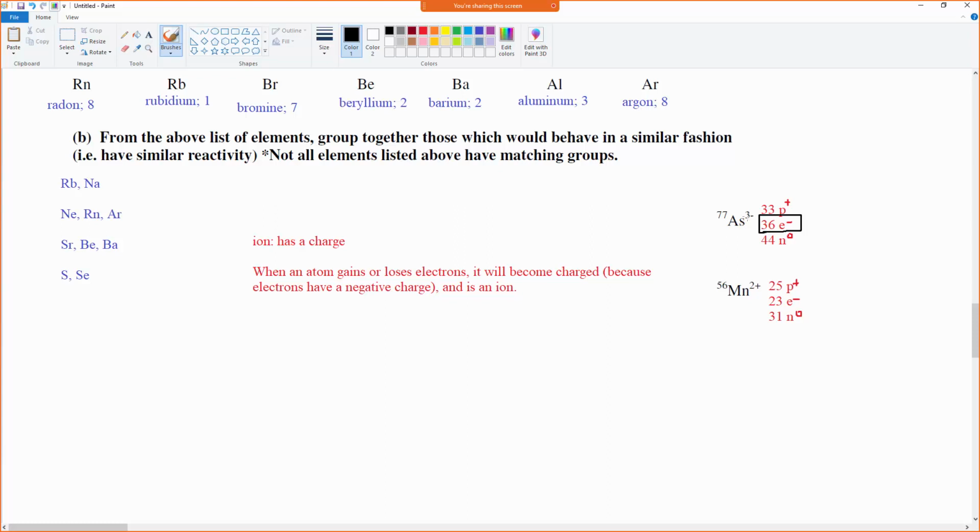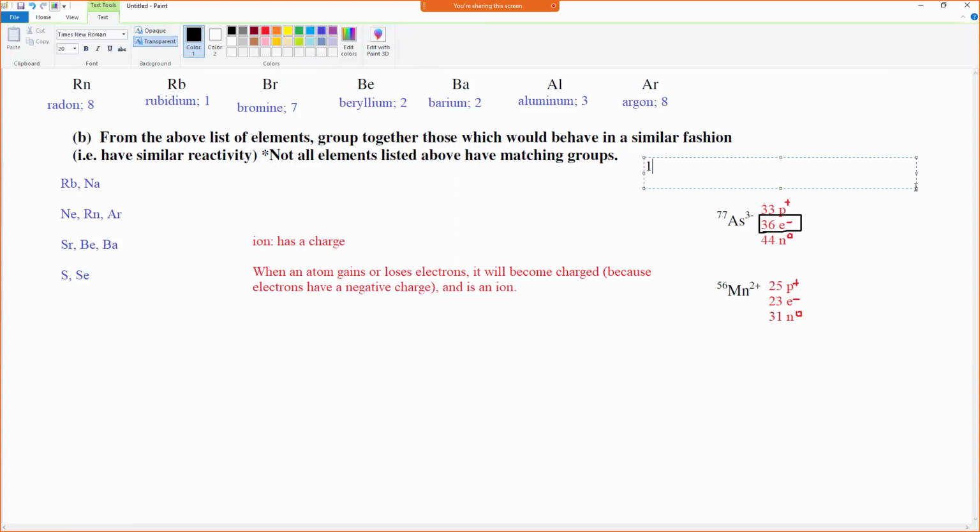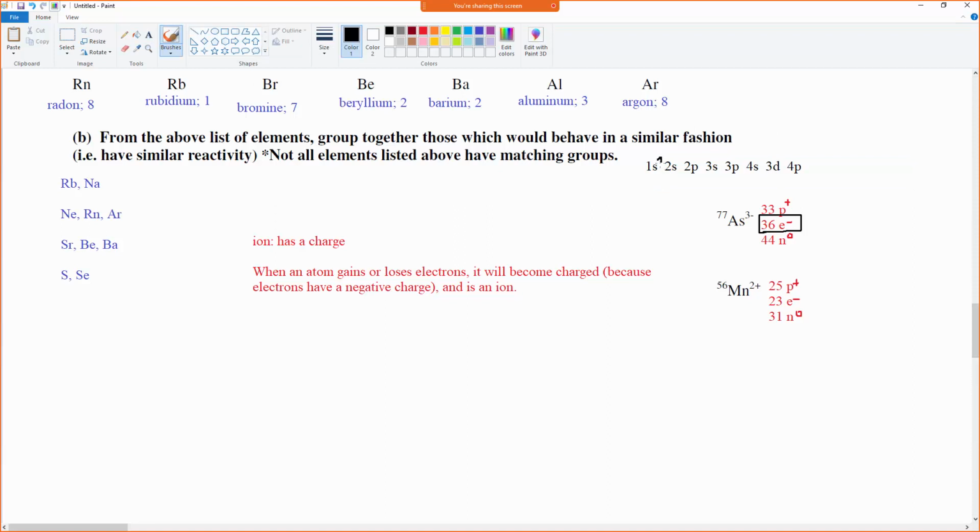So if we did the electronic configuration for this guy, As3-, we just say, okay, it's got 36 electrons. So that's going to be 1s2, 2s2, that's 4, 2p6, that gives me 10. 3s2, that's 12, 3p6, that's 18, 4s2, that's 20, 3d10, that's 30, 4p6, that's going to be 36.